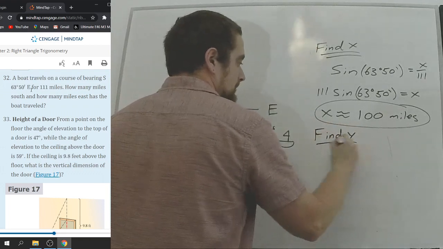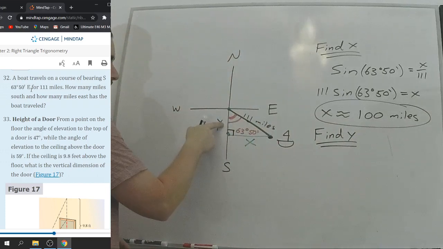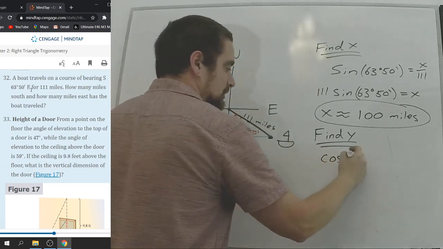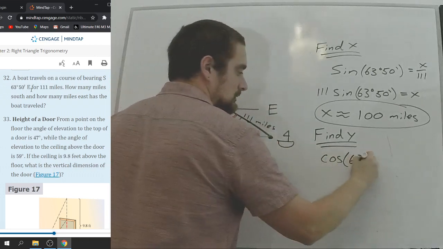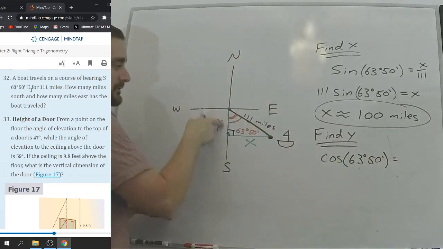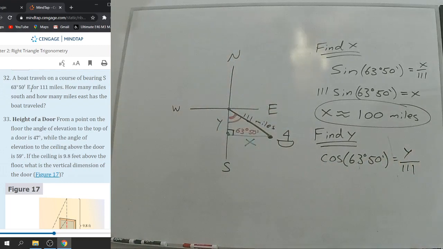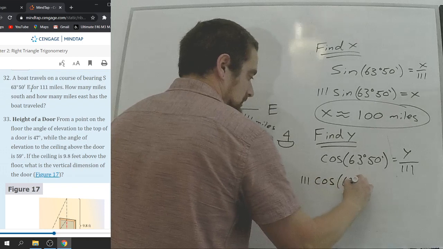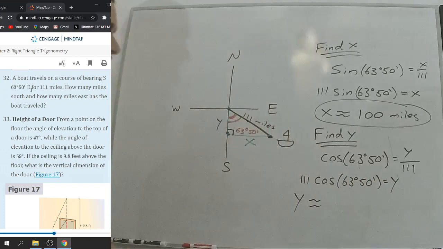Next we'll find Y. Same angle though. This time Y is the adjacent side. So from our perspective here, we're touching that adjacent side Y, which means I'm going to switch to my cosine function. But I'm still looking at the angle 63 degrees, 50 minutes. This time, when I'm using the cosine function, the definition is the adjacent side, which is Y, over the hypotenuse, still the same hypotenuse, 111. So we got 111 cosine 63 degrees, 50 minutes. Again, don't worry about the minutes. We'll approximate this all in our calculator.